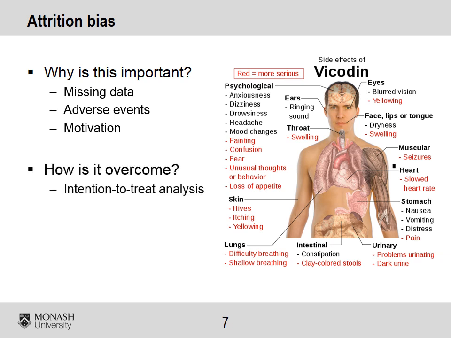How is it overcome? Through this concept called intention to treat analysis. Now, I'm not going to run through it here. We go through it in much more detail in year 4. But suffice to say, intention to treat analysis accounts for people dropping out. So if we've started a trial with 1,000 people and only 500 have completed it, we want to have reasons as to why those other 500 people dropped out. So like I said, is it because they've withdrawn due to lack of interest? Is it due to some sort of adverse event or some other reason?